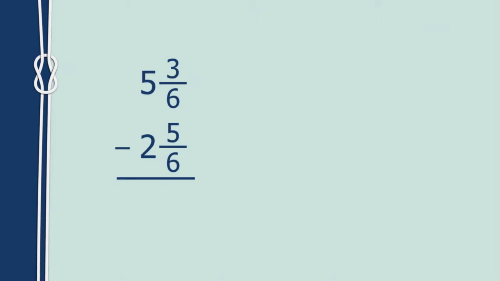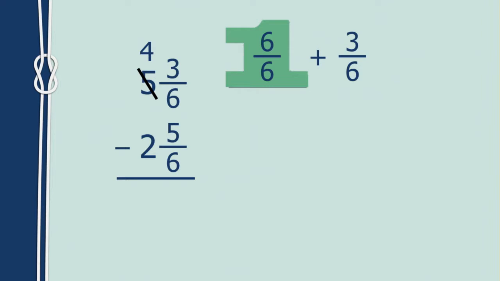Where do we begin? Yep, begin with the fractions. We do not have enough sixths to subtract, so we need to rename one of the wholes as sixths. How many sixths are in a whole? 6, right? Now, how many sixths will we have? Well, we'll have those 6 plus the 3 and that gives us 9 sixths.